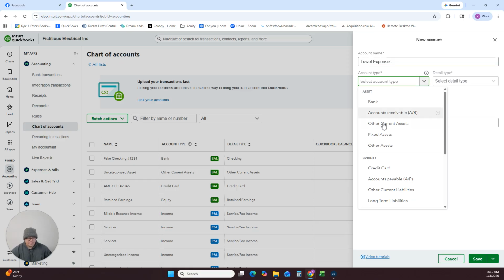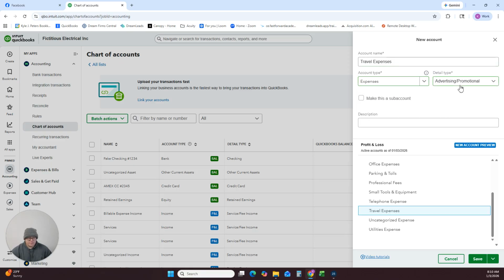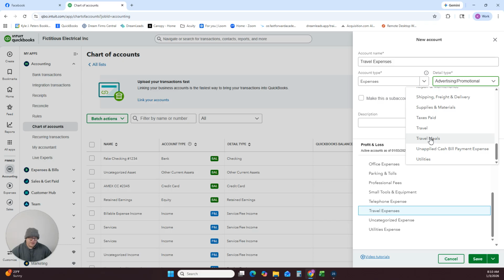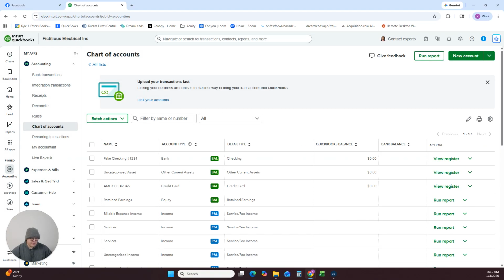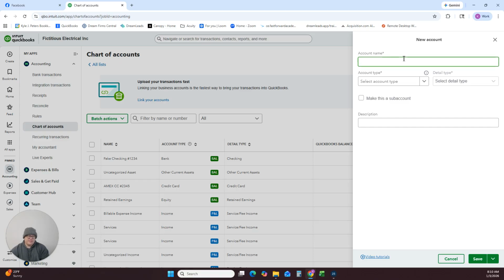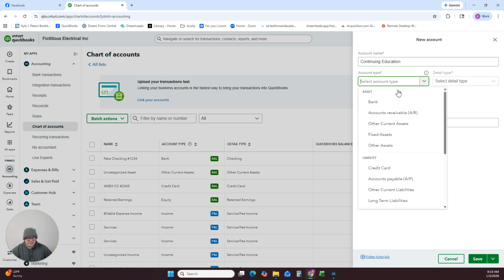Travel expenses. This would be like you're going out of town, traveling further away to do a job. There's some rules behind this that, again, I'm not going to get into at the moment. Maybe I will later if that's something people care about. Continuing education, usually people have some sort of professional education that they have to stay on top of to keep their licenses.